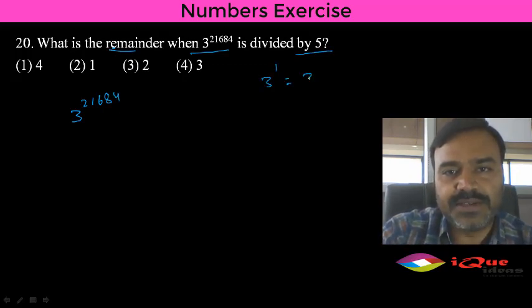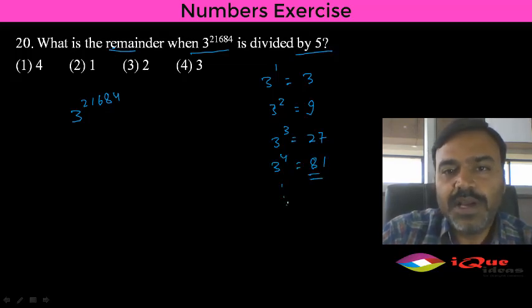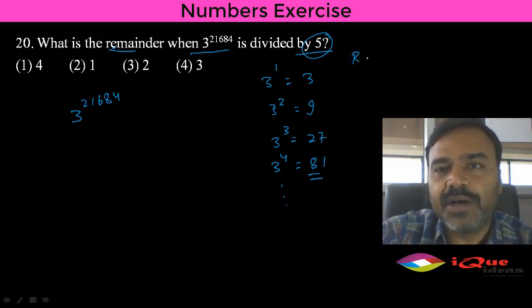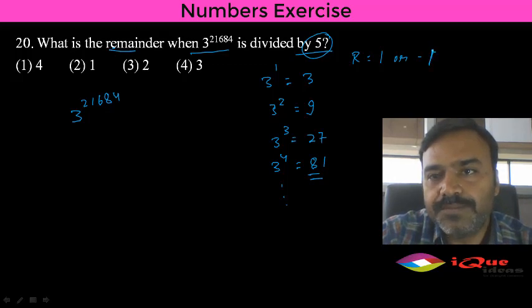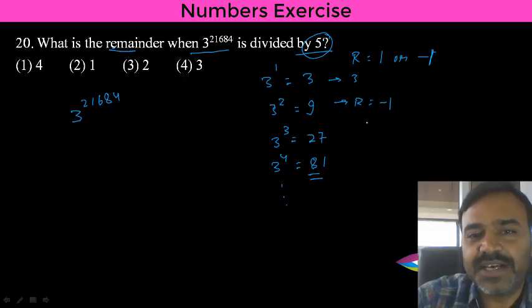So 3 raised to the power 1 is 3. I'll just write a couple of powers of 3. 3 square is 9, 3 cube is 27, 3 to the power 4 is 81, and so on. Find that power of 3 which when divided by 5 gives a remainder of either 1 or minus 1. Right? So here you see 3 divided by 5, remainder is 3. 9 divided by 5, remainder is 1, or minus 1, right? Because 5 twos are 10.